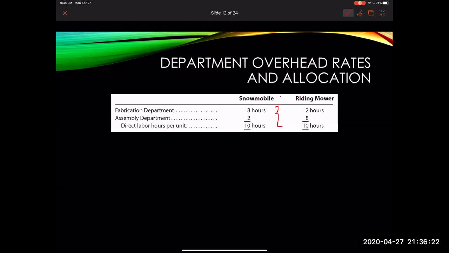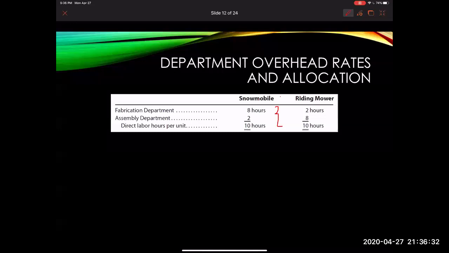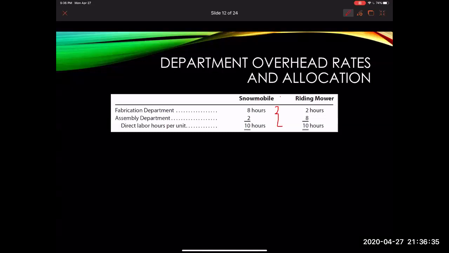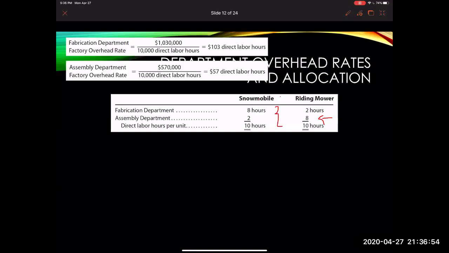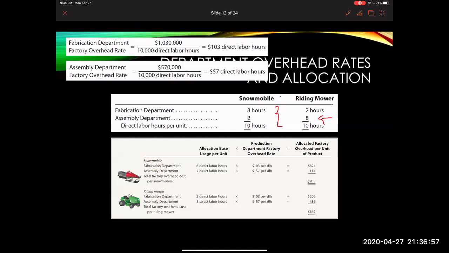It's showing you the breakout of the time that's being spent in each department. For the snowmobile, they spend more time in the fabrication department, which is the cutting department, than in the assembly department, which is 2 hours. And on the other end, the riding mower spends more time in the assembly department at 8 hours than it does in the fabrication department. Don't forget the rates that we've already calculated in the first step. So then we're going to continue.